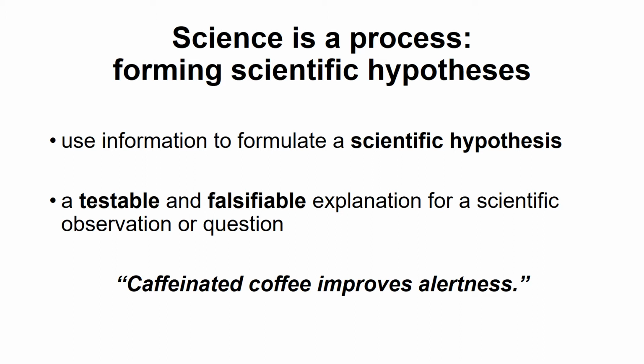So after reading scientific journals or after doing a little bit of research, then you can use that information to design a hypothesis. Now, a hypothesis needs to have two very important components. A hypothesis must be testable and must also be falsifiable. And in a minute, we'll talk about what we mean by testable and falsifiable. So in this case, we have refined our hypothesis. So now the hypothesis: caffeinated coffee improves alertness.